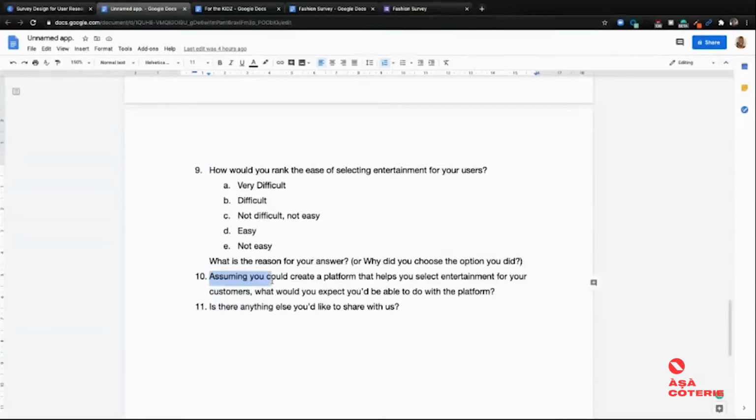Assuming you can create a platform that helps you select entertainment for your customers, what would you expect that you'd be able to do with the platform, right? So this question, in a way, is asking them what they expect, right? They're trying to learn more about their expectations without asking them what they want, right?